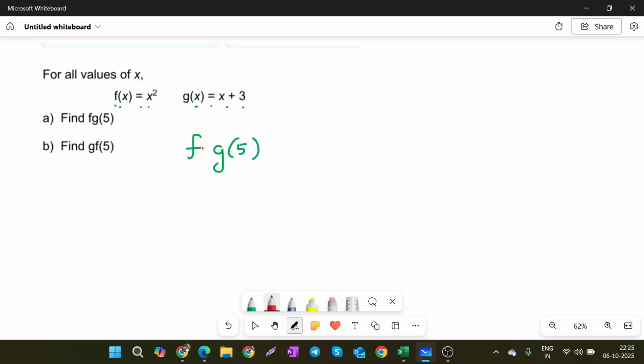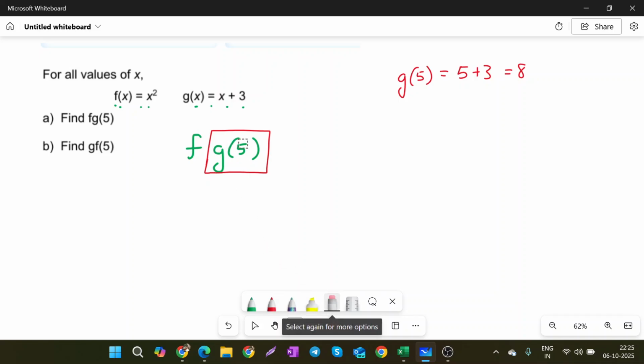So let's look at this piece by piece. I'm going to break this down. I'm just going to focus my energy on g of 5. We all know how to do that. So if I do that on the side, g of 5 would be equal to 5 plus 3, and that is 8.